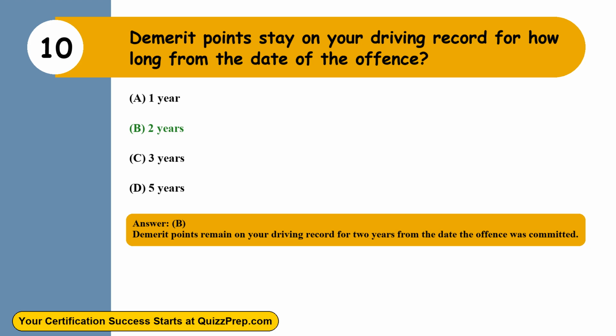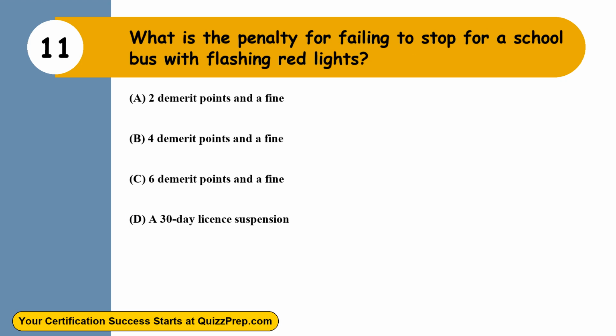Demerit points remain on your driving record for 2 years from the date the offense was committed. Question 11. What is the penalty for failing to stop for a school bus with flashing red lights?